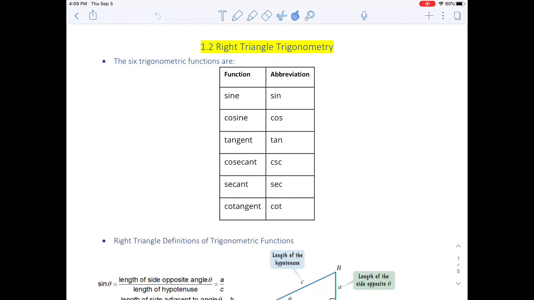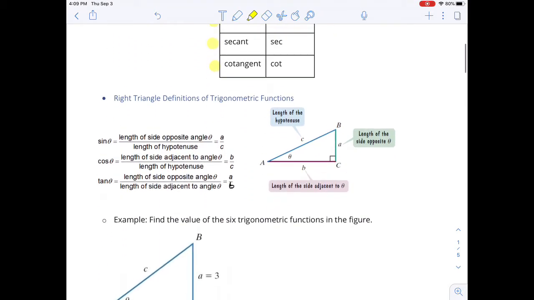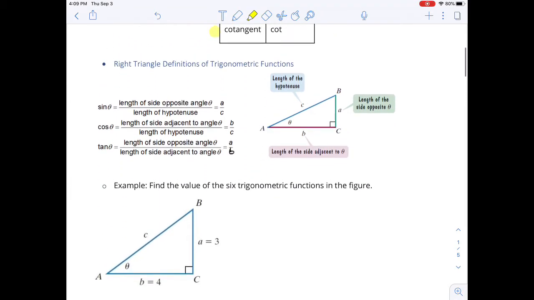Right triangle trigonometry. The 6 trigonometric functions are sine, cosine, tangent, cosecant, secant, and cotangent. First, we consider right triangle ABC and angle theta. Sine theta is a quotient of the length of the side opposite to angle theta, A, to the length of hypotenuse C. So it's A over C.